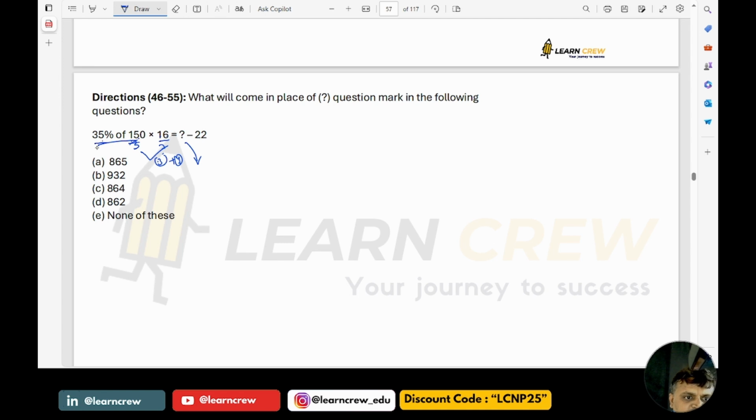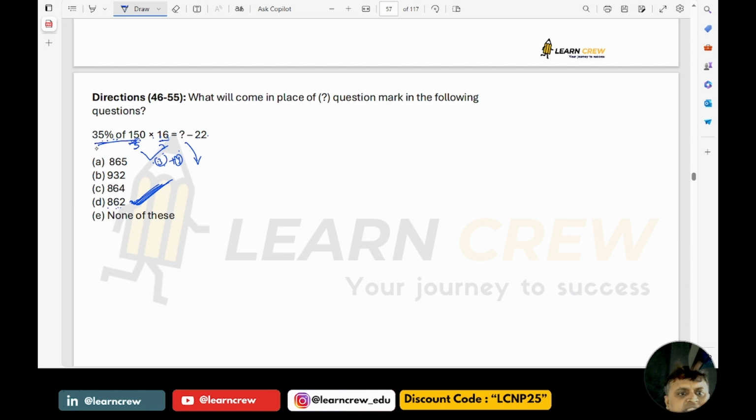35% of... 3 plus 5 is 8. 8 into 6 is 48. 48 means 4 plus 8, 12. 12 means 3. 3 into 1 plus 6 is 7. 3 into 7 is 21 means 3. 2 plus 2 is 4. 3 plus 4 has to be 7 now. 7 is not coming anywhere. 8 plus 6, 14. So the answer is coming 862. It is satisfying. 862 is satisfying. 8 plus 6, 14, 14 plus 2 is 16, 16 means 7 digital sum.